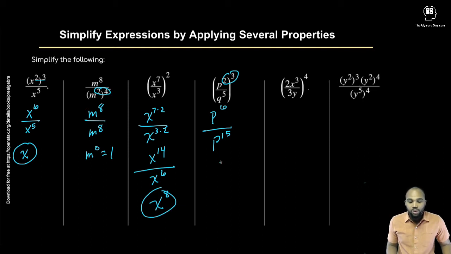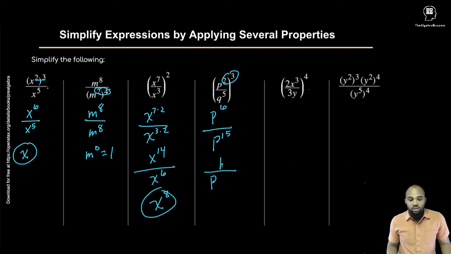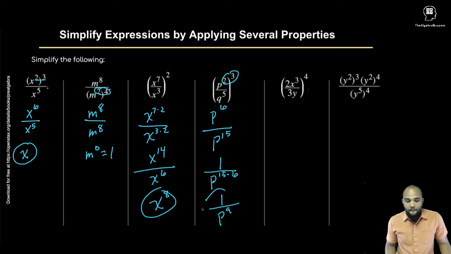Well, the bottom is bigger, so it's going to be 1 over p, because there's more p's on the bottom, you can imagine there's not going to be anything left when you cancel out. So this is going to be 15 minus 6, which is what? 9. So p to the 9th power.